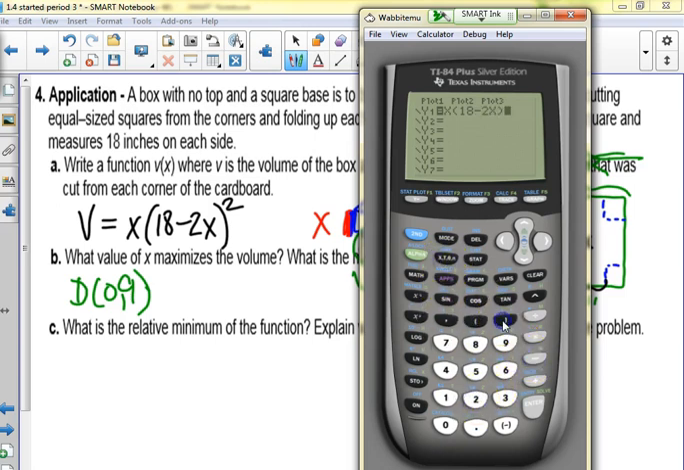Okay, did you find an appropriate window yet? The domain is 0 to 9. The range is the volume of the box. We probably should plug a couple numbers in to see what we get. Let me see if I can do this in my head real fast. I'm sure I can't. If I put a 2 in, it would be 2 times 18 minus 4, which would be 14. 14 squared is almost 200. Oh, I already squared it. So 200 times 2, 400. So I'm thinking it's going up maybe 600 or 700.